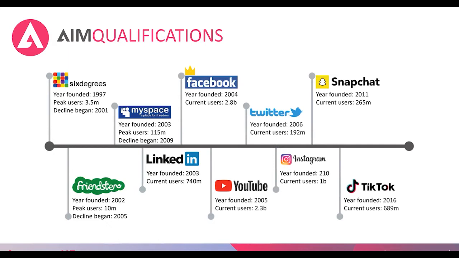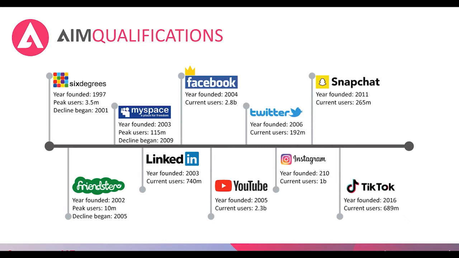The site allows for users to list their friends, family members, and acquaintances, and the users on 6 Degrees could send messages and post items on a bulletin board, which could be seen by other users. Although the network did begin to decline in 2001, it saw 3.5 million users at its height.